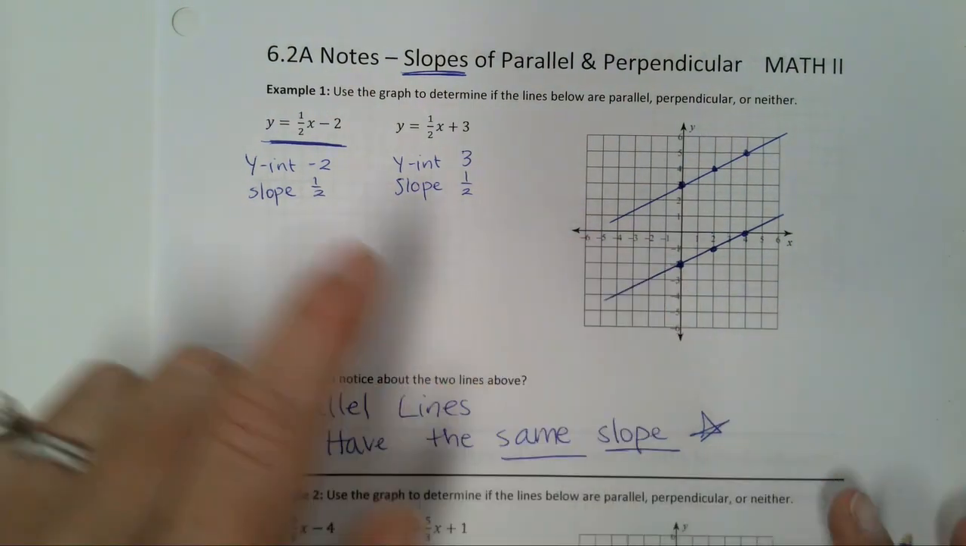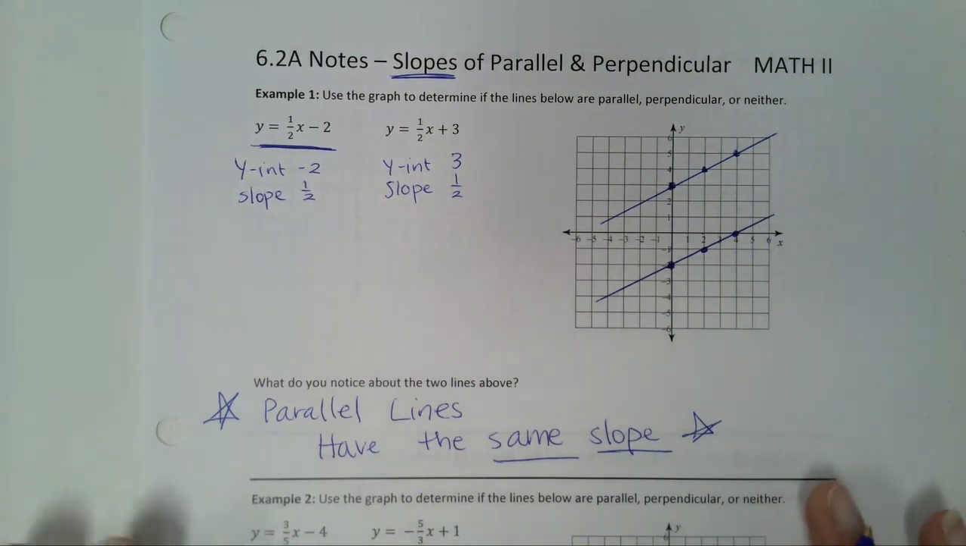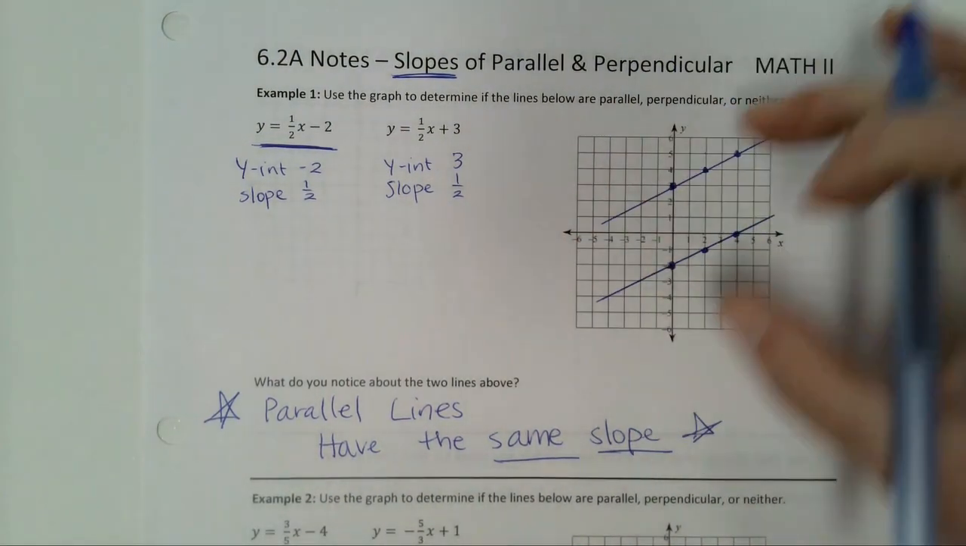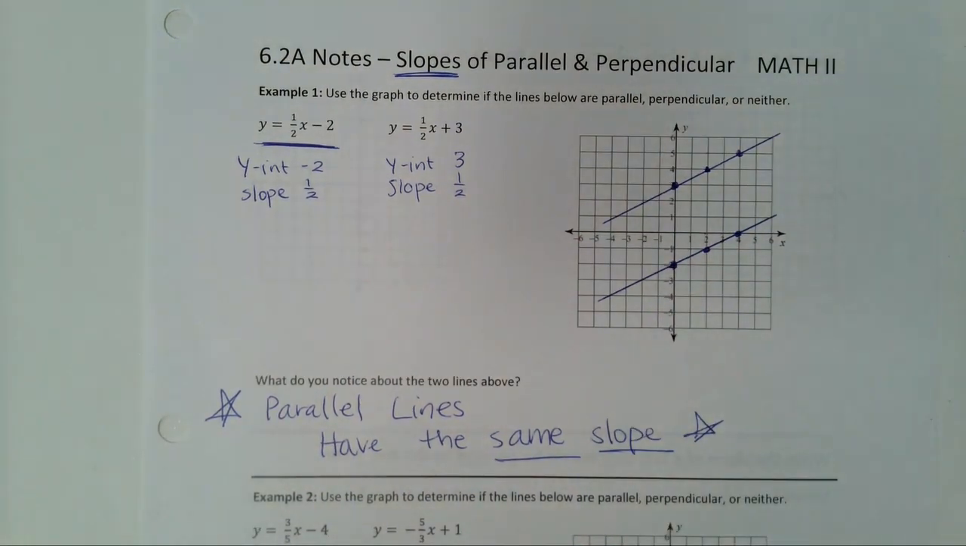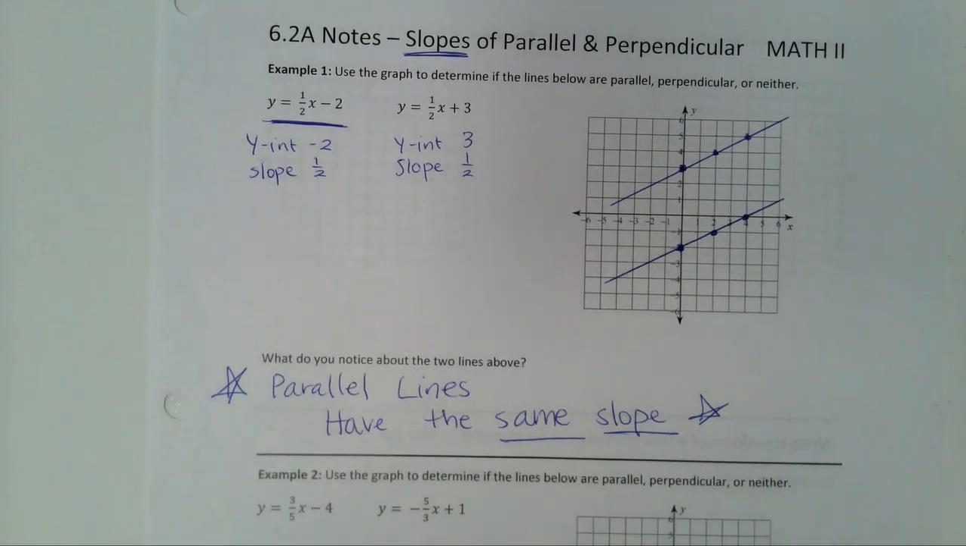I could have looked and said, okay, this has a slope of 1/2. This has a slope of 1/2. They're parallel. But obviously the graph just shows us. Okay, so parallel lines have the same slope. That's very easy to remember. Okay, let's look at example 2.